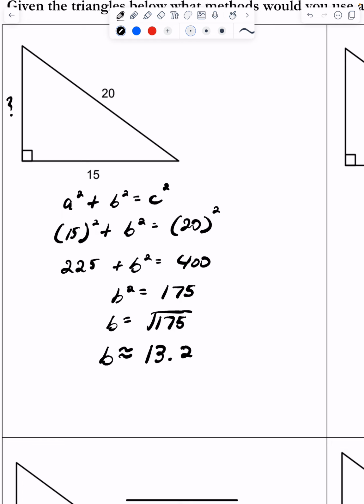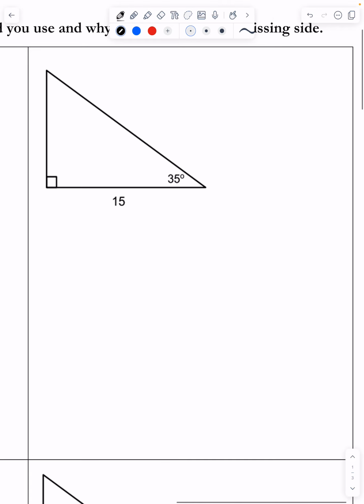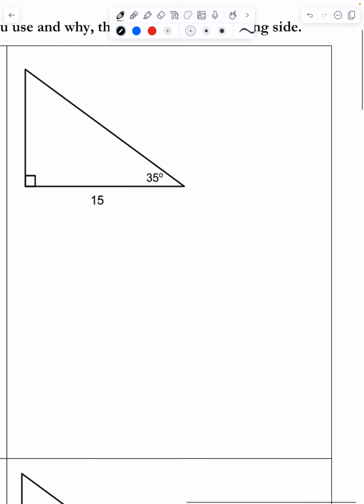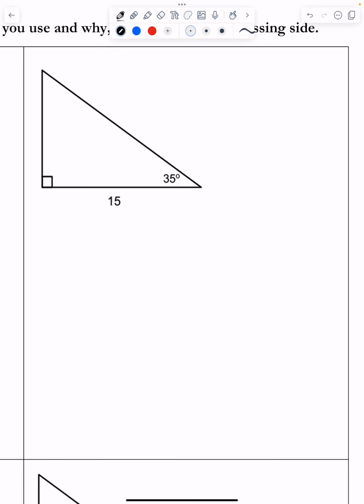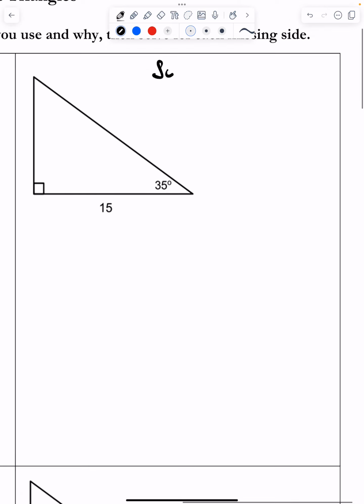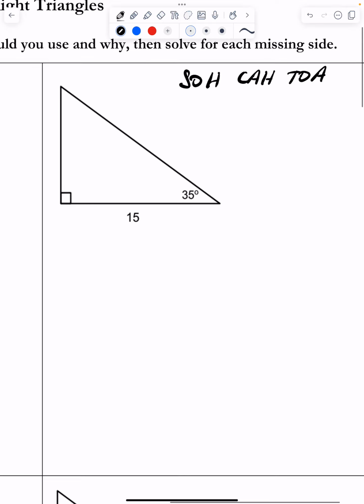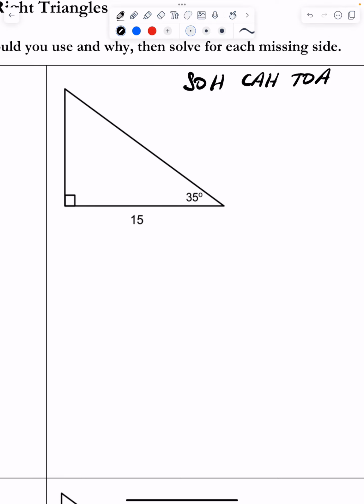Now, the next one, I don't have 2 out of 3 of the side lengths, so I can't use my understanding of Pythagorean theorem, but I can use my understanding of right triangle trigonometry, or SOHCAHTOA, to help me solve for these 2 unknowns. So if I use this 35-degree angle and go across from it, this would be the opposite side, and this 15 is what we call the adjacent side. Remember, the side length that's across from the right angle is always the hypotenuse.